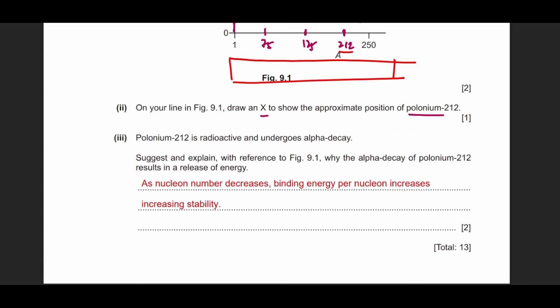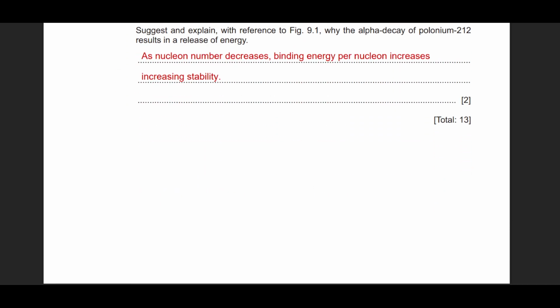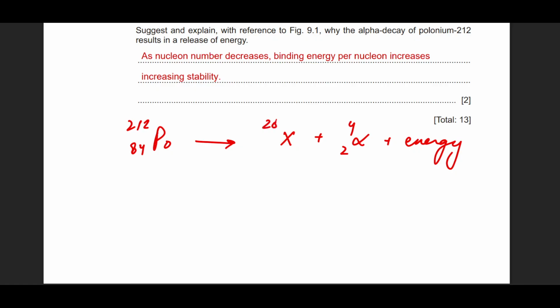Okay, he says polonium-212 is radioactive, undergoes alpha decay. Okay, so let's write down that equation. So that is polonium-212 with the 84 breaks down to become something X by releasing alpha, which is 42, releasing some energy. So this is 208 and this will become 80. So this is more stable and this is less stable. That's why it underwent the radioactive decay.